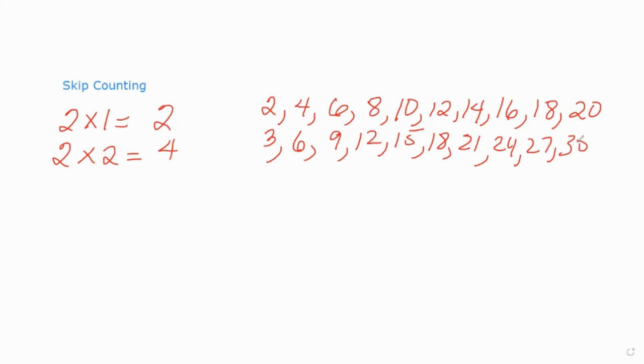And then fives, we're not going to do the fives right now, but the fives are the easy ones. They have the digit five or a zero at the end of each number, okay? 5, 10, 15, 20. So that would be the fives. But for skip counting, you just write the numbers down.